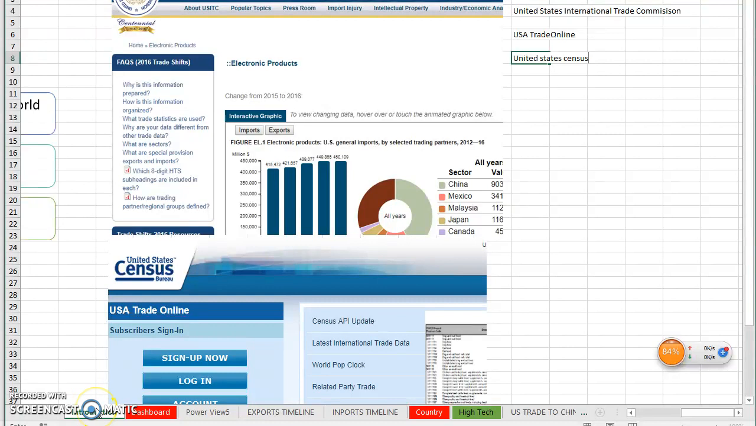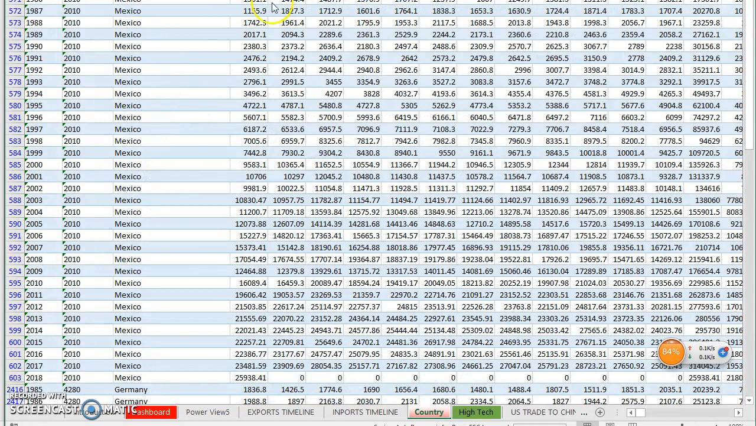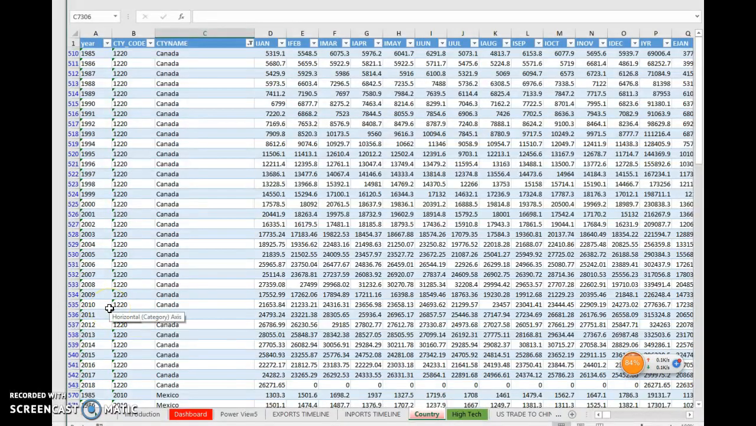First things first, let's take a look at the data we gathered. Here is a data set of US tradings. This data set includes about 50,000 details about US tradings with more than 200 countries in the world. The years are between 1985 to 2017. Using this data, we finished the first step of my analysis, which is the US exports timeline.